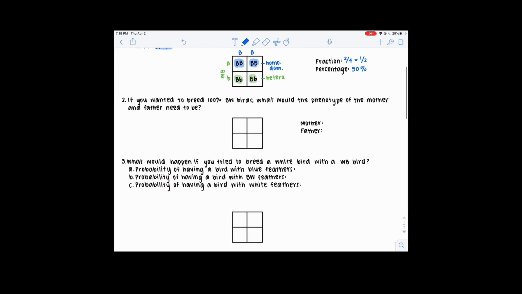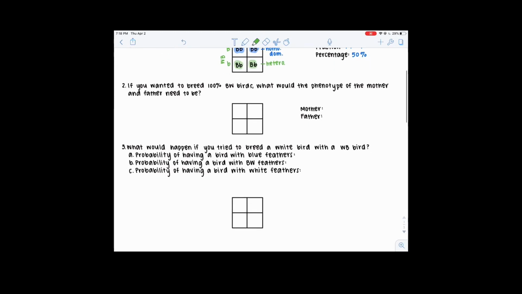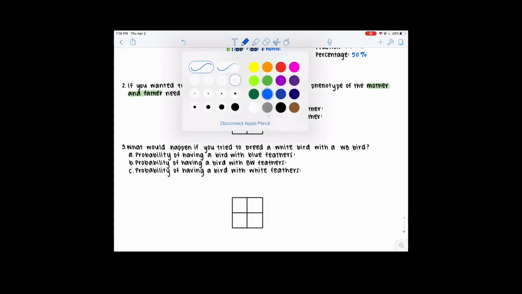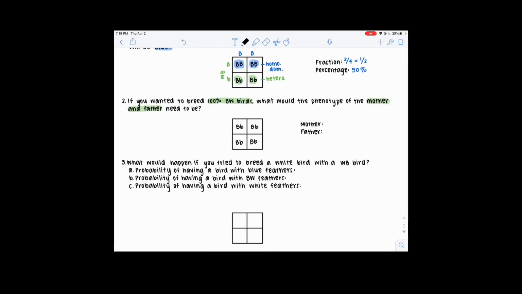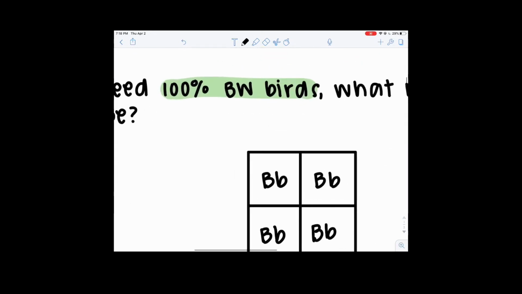Question number 2. If you wanted to breed 100% BW birds, what would the phenotype of the mother and father be? We know it's asking for the phenotype, so it's going to be a color, which means it could be either white, blue, or BW. We are breeding 100% BW birds, so all of our babies will be heterozygous. That means one parent is going to be passing down the capital B all of the time, and the other parent is going to be passing down the lowercase b all of the time.